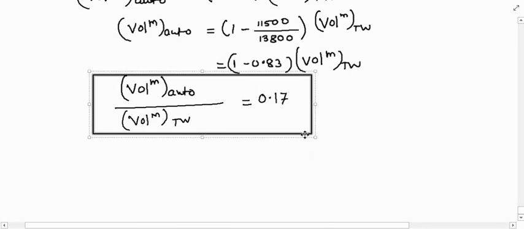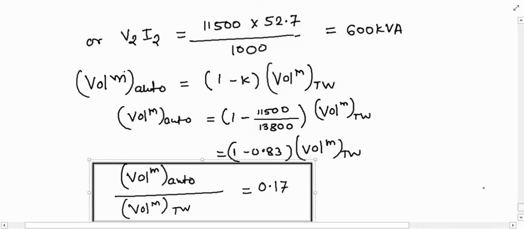Okay, so thank you students. Here we have finished with the simple problems related to the theory that I have covered on the basics of the transformer.